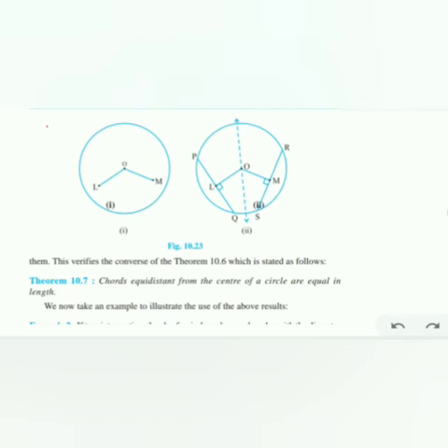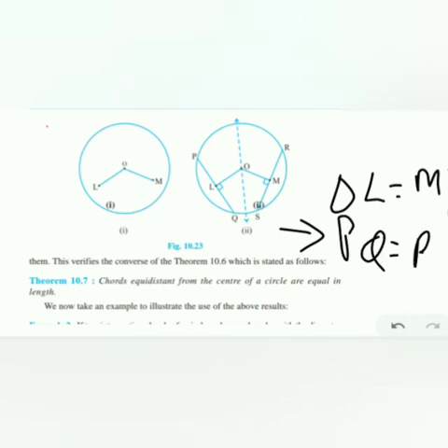So the converse of it is theorem 10.7, which you can see on the screen: chords equidistant from the center are equal in length. That means if OL is equal to OM is given, then we can directly write that chord PQ will be equal to chord RS. So this is the end of this question. I hope you understood.